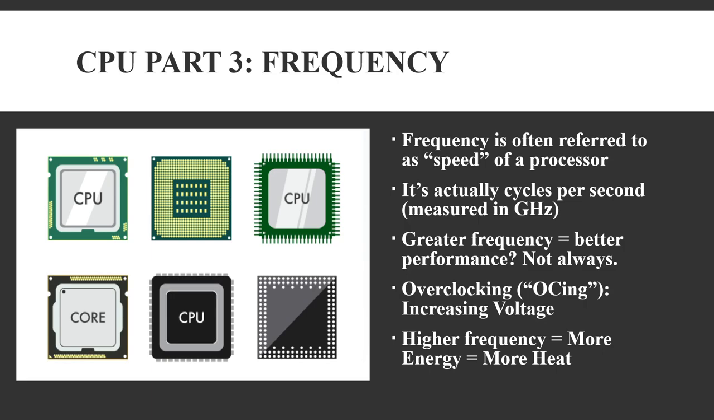Because I want you to think about this for a second. If you're overclocking, if you're increasing the voltage and the frequency, what does that mean? It means that you're going to be using more energy for the CPU, and if you have more energy, no matter what, there are going to be inefficiencies. So more of that energy is going to end up transferring into heat energy, and then you're going to have to cool that off. So something I want you to keep in mind, if you're going to overclock, you're probably going to have to get a cooling solution that can actually handle it. Okay, keep that in mind.